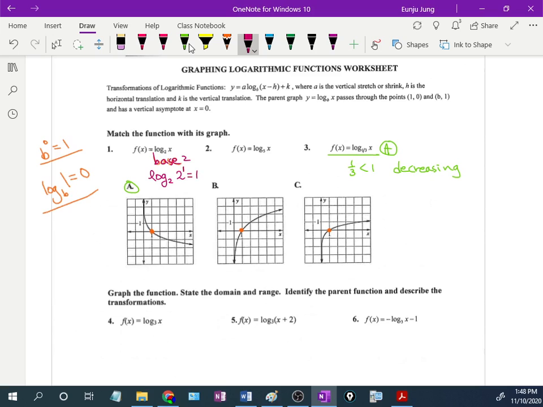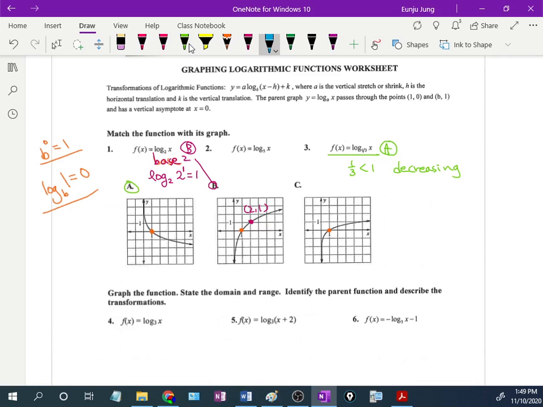So this is the ordered pair, okay? 2 and 1. Which one has 2 and 1? B or C? Right here, this is 2 comma 1. That means the answer for number 1 is B, like that, okay? This is it. 2 and 1.